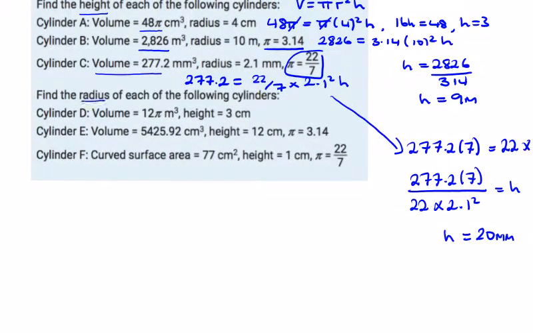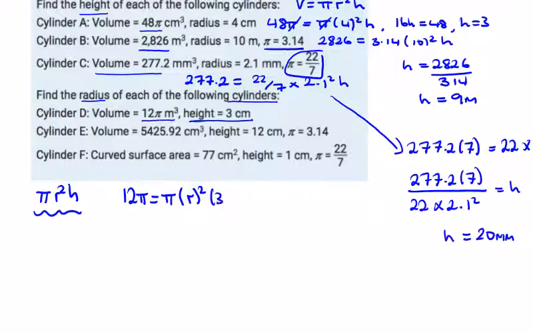Find the radius here of each of the following cylinders. Again, just dealing with cylinders in this video. So we're given the volume and the height. So pi r squared h, I'll just jot it down again here. So we have 12 pi is equal to pi times r squared times h. So you can see here, if we cancel the pi's or divide across by pi and divide across by 3, we're going to get 4 is equal to r squared. So r is equal to 2. It can't be minus 2.